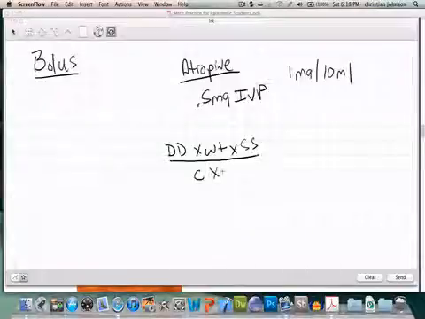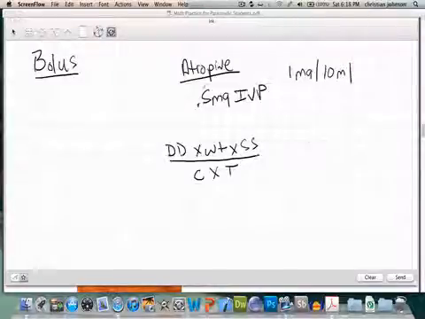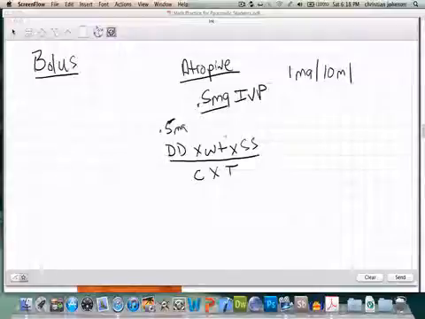So we have desired dose times weight times solution set over concentration times time. So out of all this, we already said that we need to give 0.5 milligrams IV push. Well, 0.5 milligrams would be what in this equation? It would be my desired dose, 0.5. Do I need weight? No. This drug is not weight-based, so we can get rid of weight. Do I need a solution set? This isn't a drip, all right?